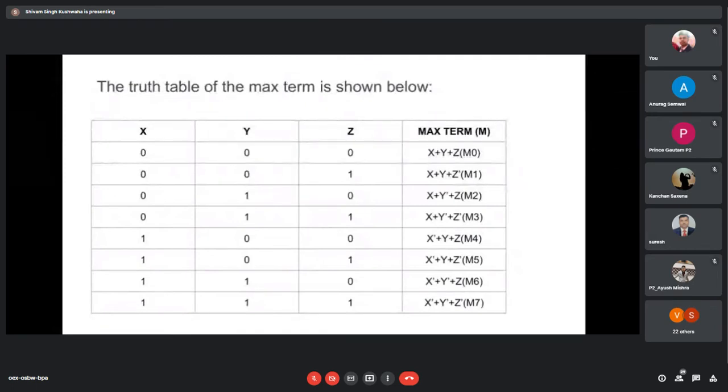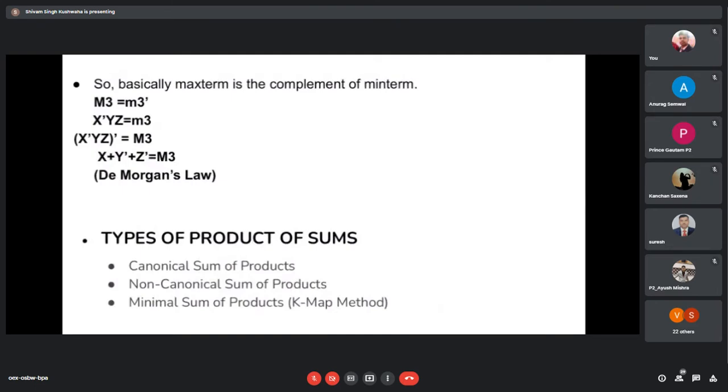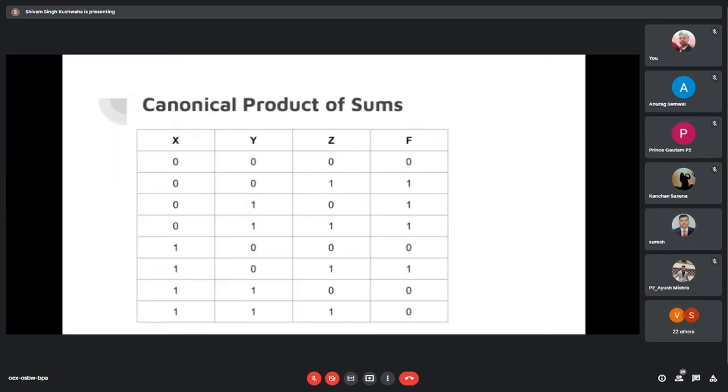Now in the next slide, we'll get to know how the min terms get converted into the max terms. So basically, the max term is the complement of the min term. So the capital M3 is the complement of the small m3. If we take an example, x complement y z, and we take the complement of the whole, we'll get the max term of the respective min term. And here we are using De Morgan's law for this. Now for the types of product of sums, there are also 3 types: canonical, non-canonical, and mixed.